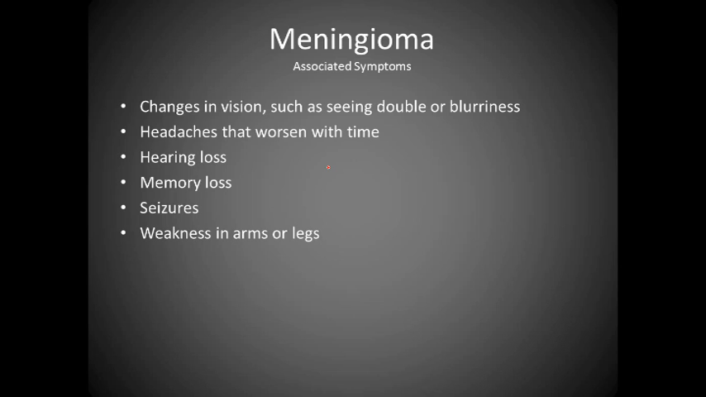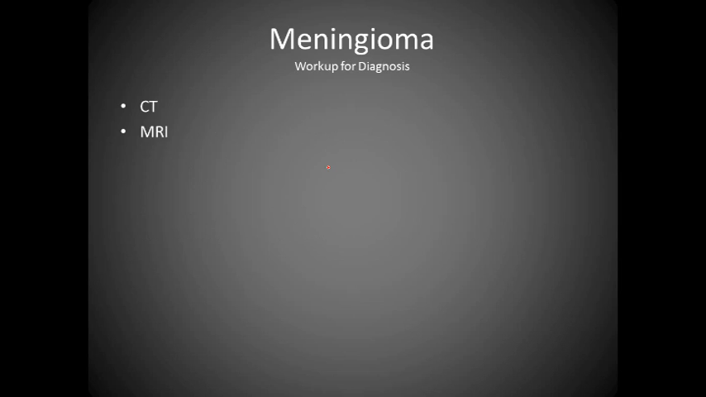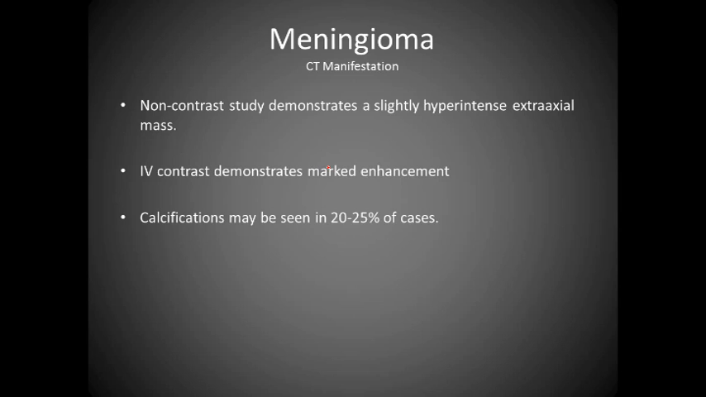Meningiomas can be represented by changes in vision, such as seeing double or blurriness, headaches that worsen with time, hearing loss, memory loss, seizures, and weakness in the arms or legs can all be a symptom of a meningioma. So once again, CT and MRI play the most determining role in diagnosis, as really no lab results or things like that will be an excellent indication of something that's going on like a meningioma.